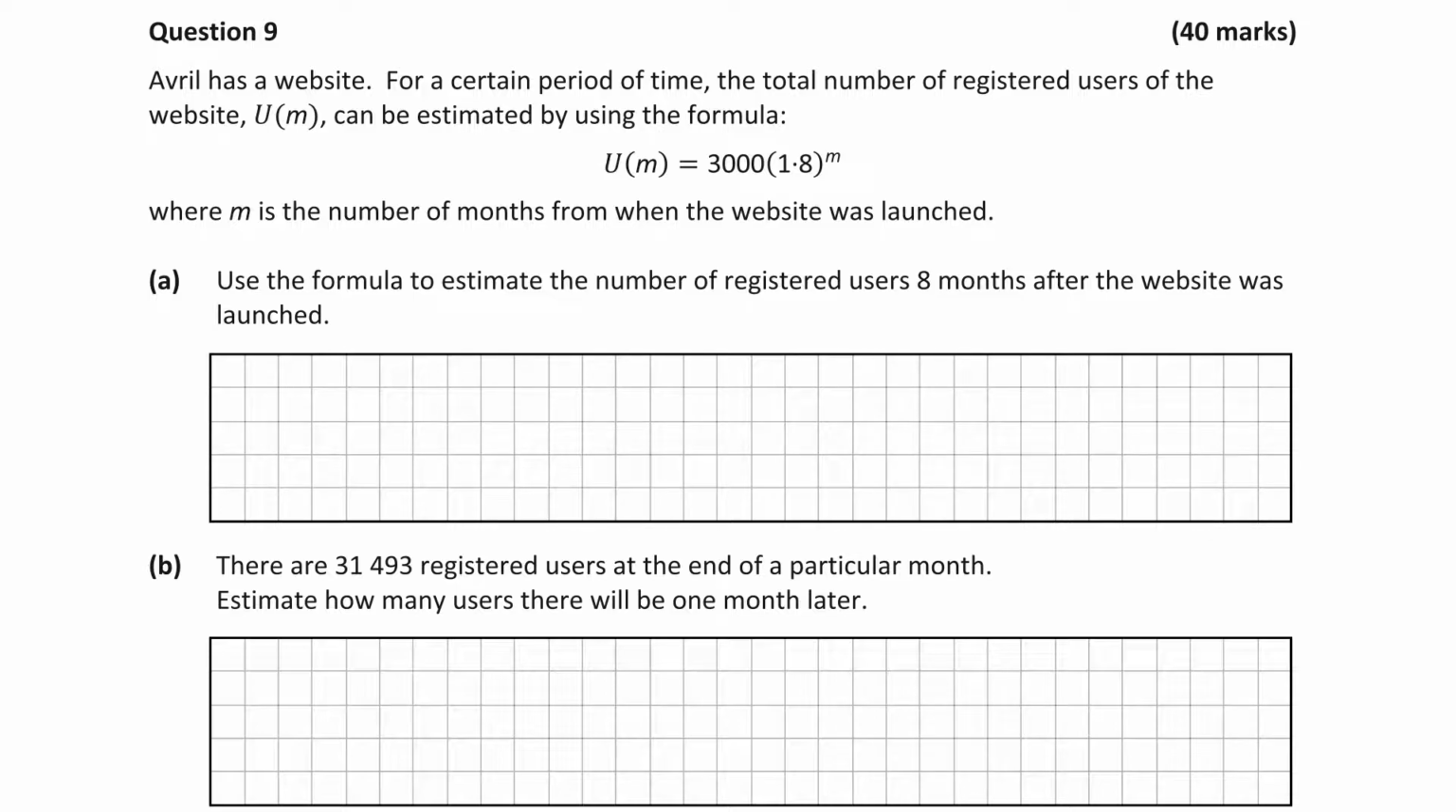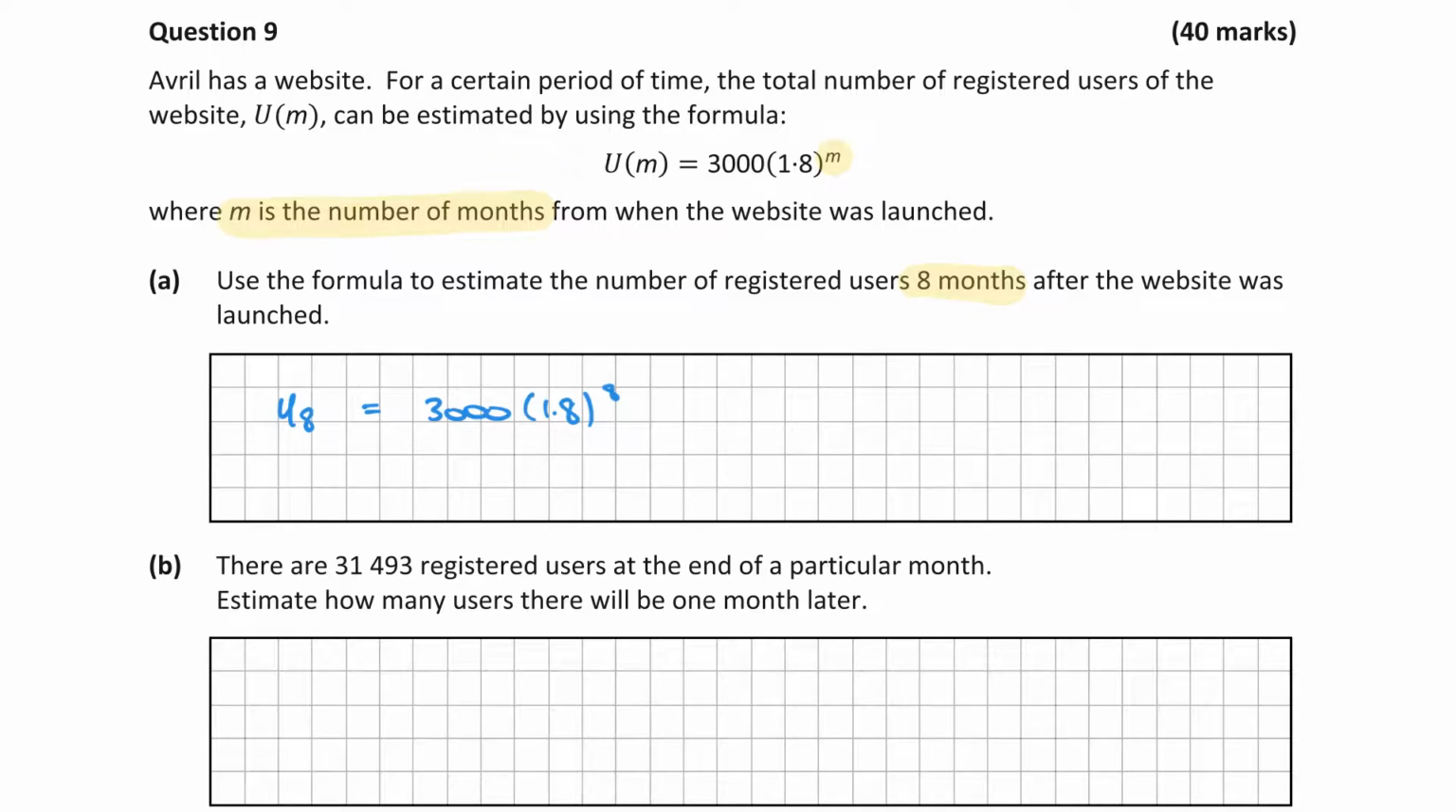Okay, so there's loads of information there and it looks complicated, but it's not really, because all you need to do is M is the number of months. The only variable here is M. So all I need to do is take the formula, and instead of putting in M, I'm going to put in the number of months, which in this case is 8. They want to know what it's like after 8 months. So U of 8, we'll say. U of 8 will be equal to 3000 all multiplied by 1.8 all to the power of 8.